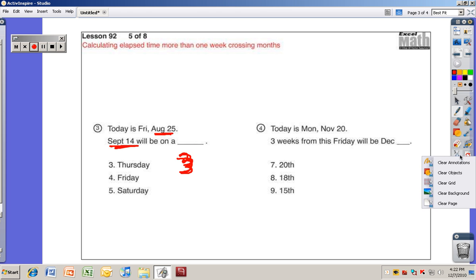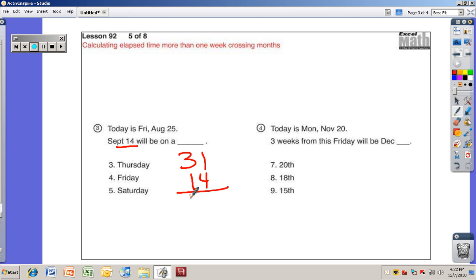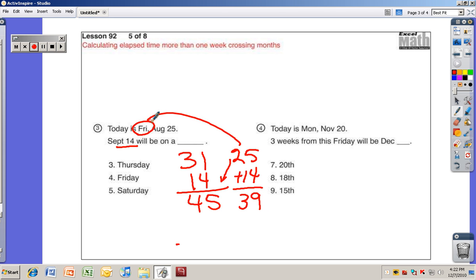Let me start over again. August has 31 days. So September the 14th, kind of like the last one we did, is like August the 45th. Okay, so we're starting on the 25th of August, and we're working our way down to the 45th. So I bet we could add probably 14 days to start. And that's 39. Well, that gets us pretty close. So since the 25th was a Friday, the 39th is a Friday also.